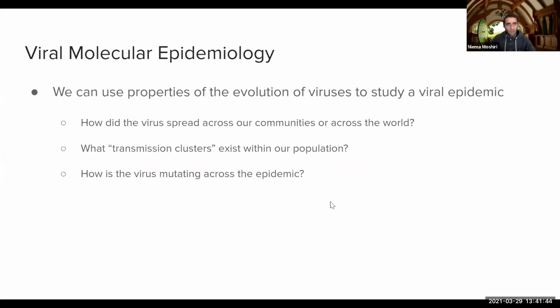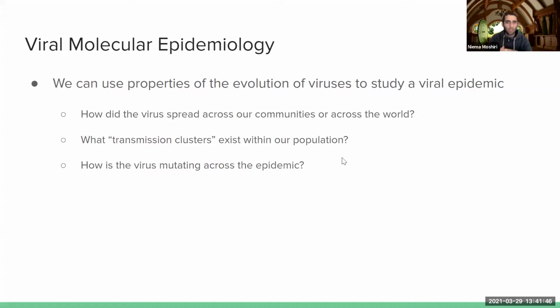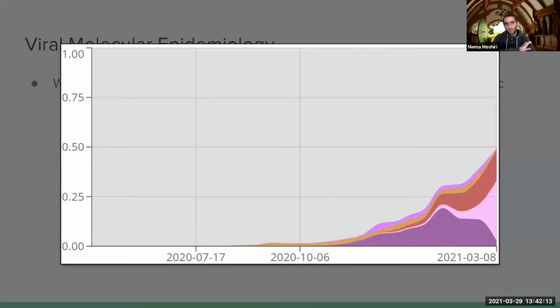Okay, cool. How is the virus mutating across the epidemic? You've probably heard things about the UK variant and the South Africa variant and B117, all these terms. Basically, the virus's genome is just some sequence, and mutations occur across that genome. The question that we as molecular epidemiologists have is, what mutations are happening and how prevalent are those mutations? So we can actually see what the prevalence is.